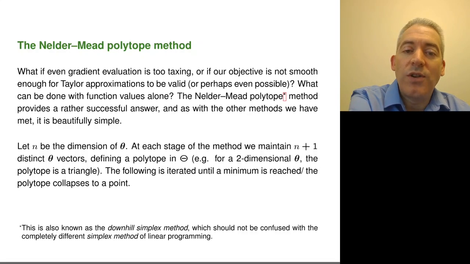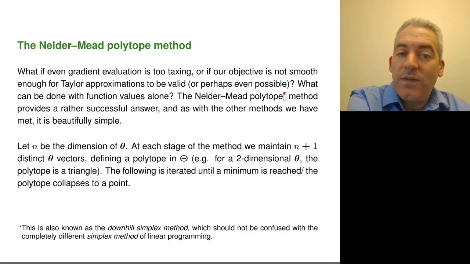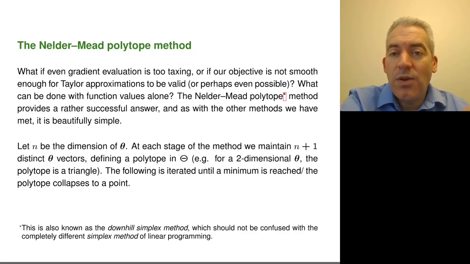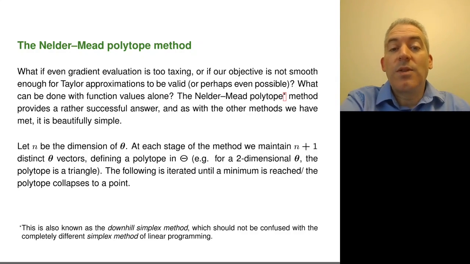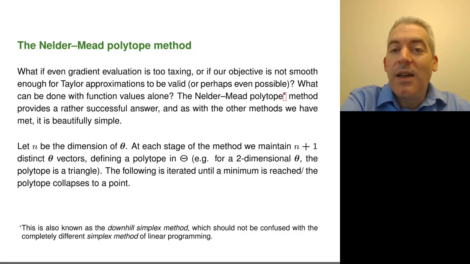We're going to imagine that we're going to maintain a set of n+1 vectors in our n-dimensional space, and these will define a polytope in that n-dimensional space. Okay, so in 2D, that polytope is a triangle. In 3D, that polytope is a tetrahedron, etc. And we're going to carry through a set of n+1 points throughout our algorithm, and we're going to keep iterating the algorithm until we either find, hopefully, a minimum, or something goes horribly wrong.